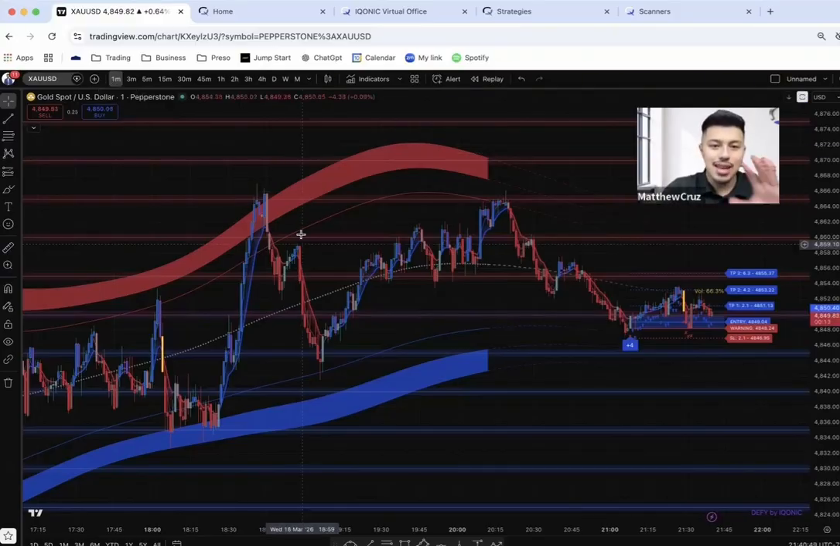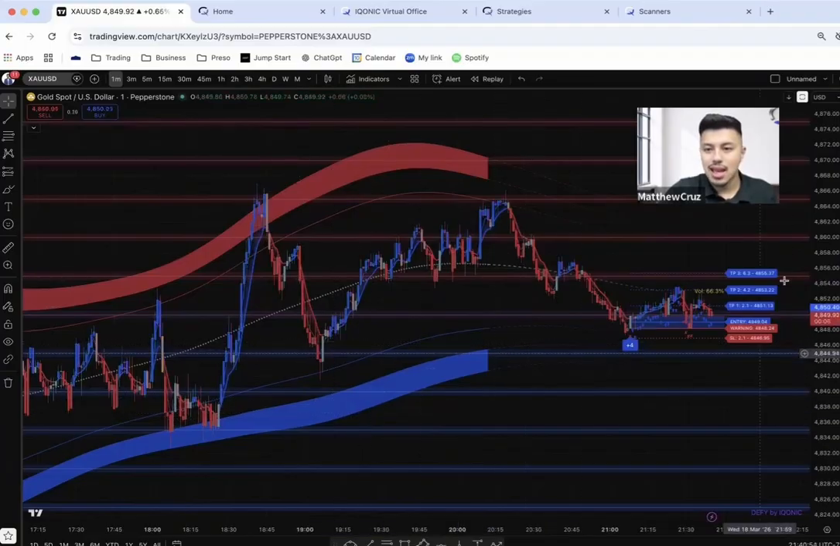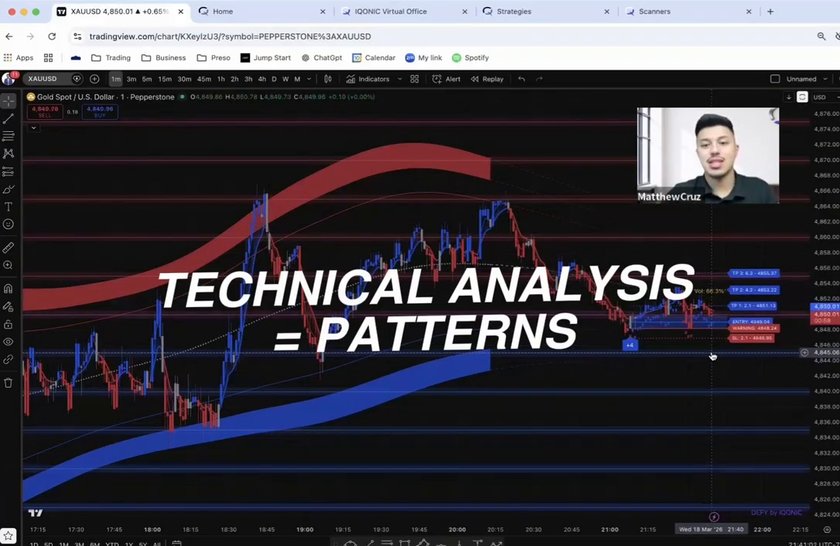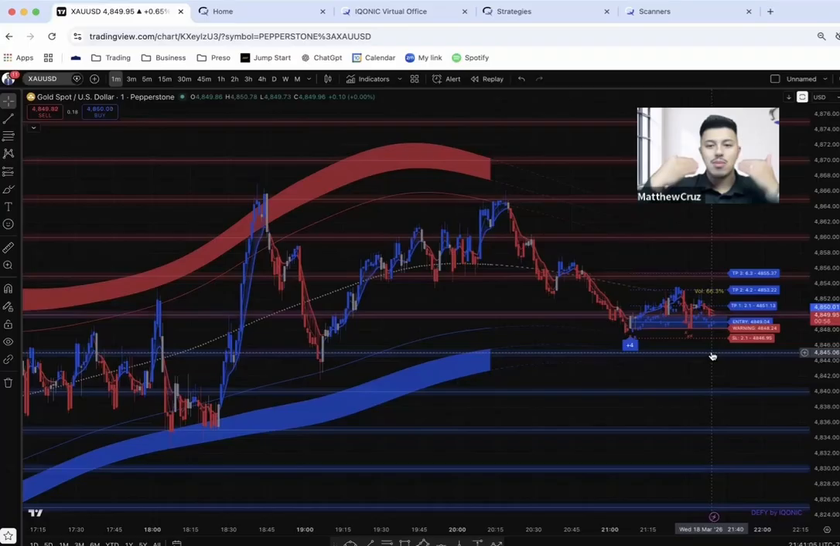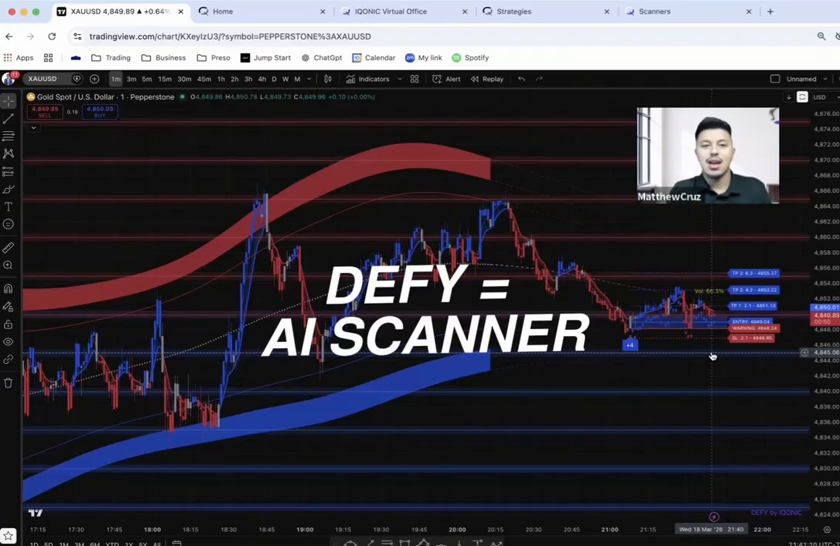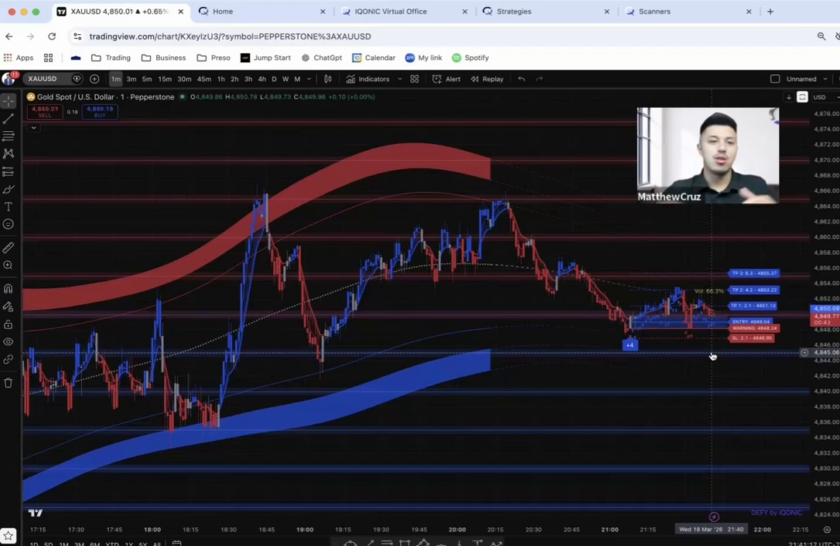And we're on DeFi, so all these lines, these red and blue lines, and this right here, this is from our scanner DeFi. 80% of trading is technical analysis, which is a fancy word for patterns. There's certain patterns that happen on the chart over and over and over. That's why we have DeFi here at Iconic. It is one of the most simple and accurate scanners that I've ever seen to do the analysis for you, do the heavy lifting for you, and tell you exactly where to get in and where to get out based off of certain patterns in the market.